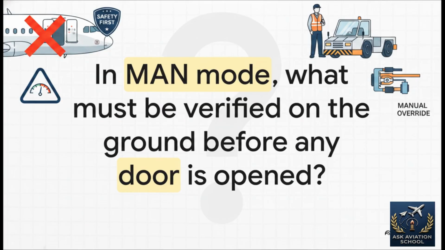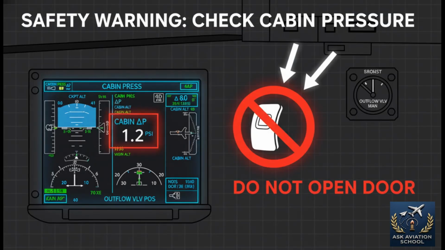Okay, next one, and this is a big one for safety. When you're in man mode on the ground, what is the one thing you absolutely must verify before anyone opens the door? You have to check that the differential pressure, the delta P, is 0. You need to see that the pressure inside and outside the aircraft are equal. Let me say it again. The outflow valve does not open on its own in manual mode. It's on us, the flight crew, to manually open that valve and make sure the aircraft is fully depressurized before a single door is opened.